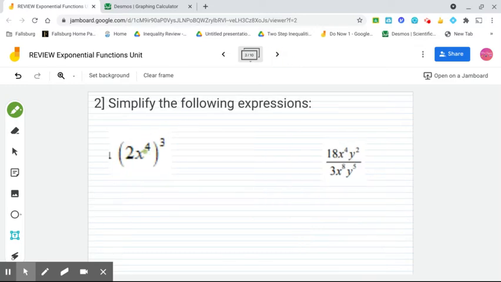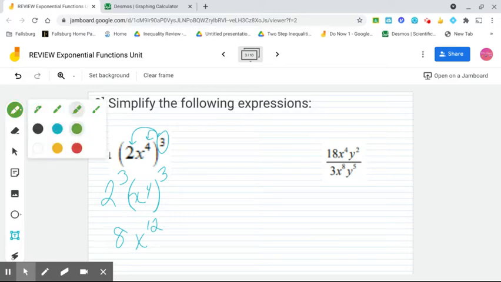Okay, then we had power to a power rule, which means if you have a power to a power, that means you're multiplying. So first we have 2. This cubed is going to go on each of these terms. So 2 cubed, and then we have x to the 4th to the power of 3. So we can simplify this. 2 cubed is 8. And then x to the power of 4 raised to the power of 3, you're going to multiply those and get 12. So we have 8x to the power of 12.